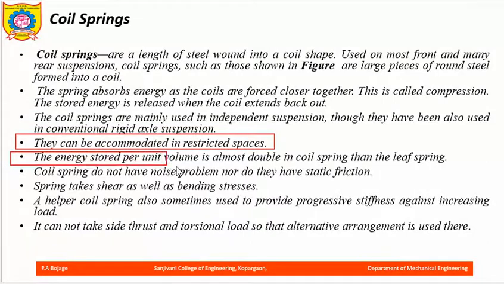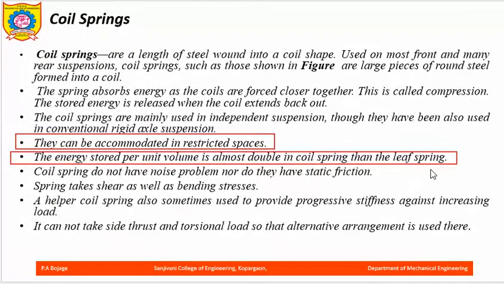The energy stored per unit volume is almost double in a coil spring compared to a leaf spring. So the biggest advantage is the energy stored on a volume basis, which is double in a coil spring as compared to that of the leaf spring. Coil springs do not have noise problems, nor do they have static friction. The main problem of a leaf spring is the static friction and noise. So this problem is completely removed, as NVH characteristics are very important in the case of cars.